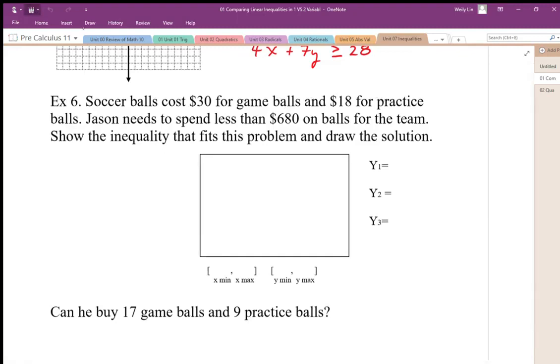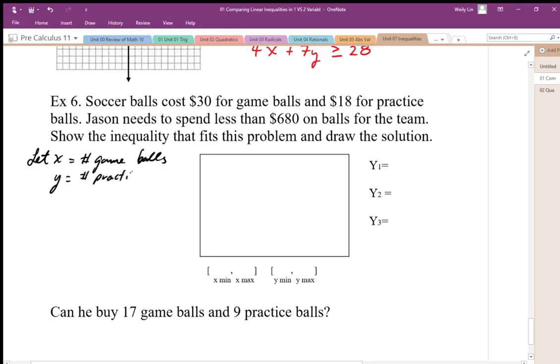So that's our relationship. We're going to let x equal the number of game balls, and y equal the number of practice balls. Okay, and then our relationship looks like this: 30 times x plus 18 times y, and that's going to be the cost, and we need to keep the cost less than $680. So there represents our inequality.